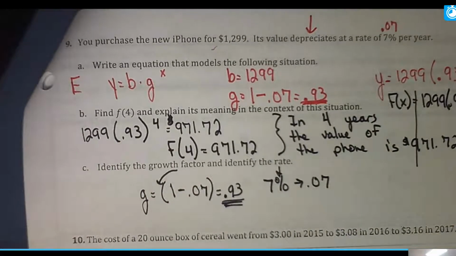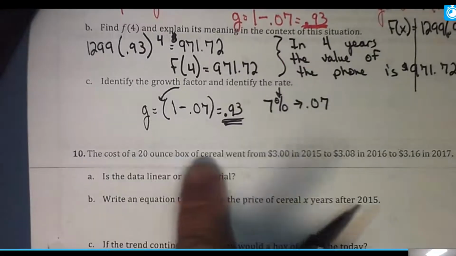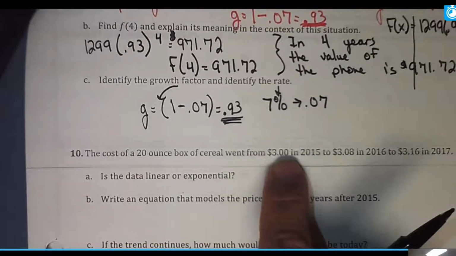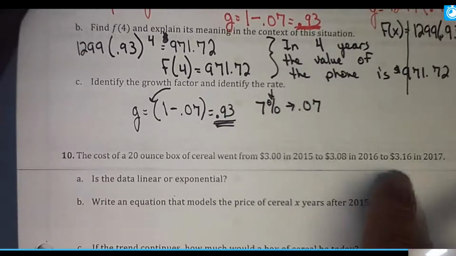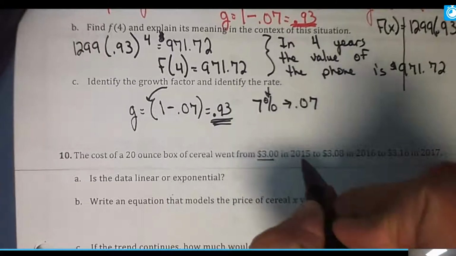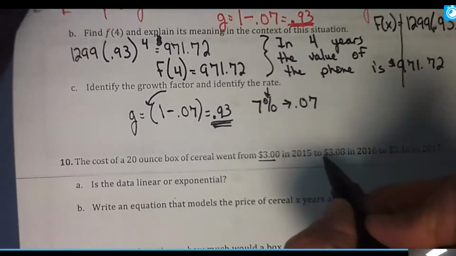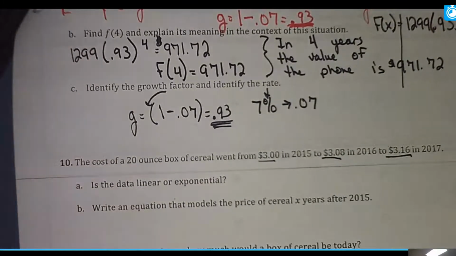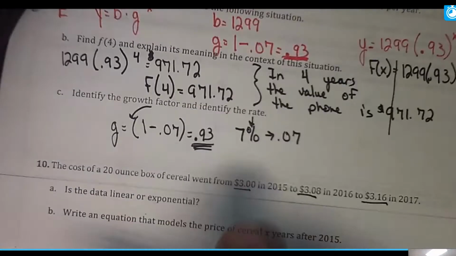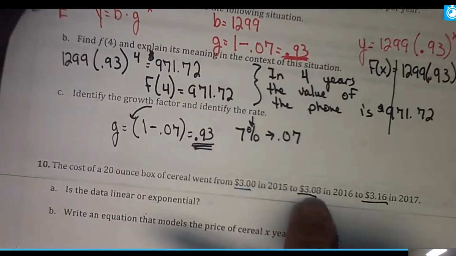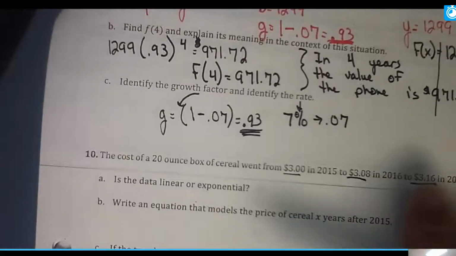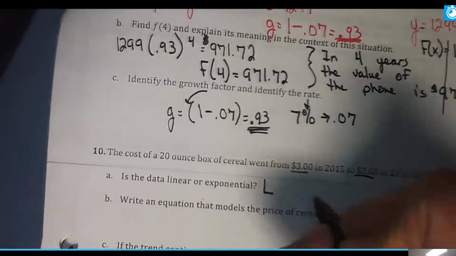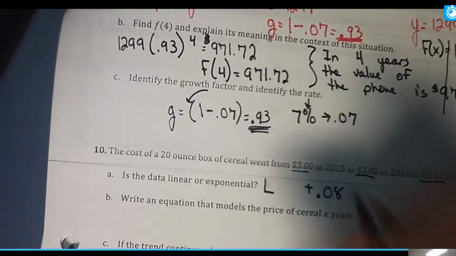All right, 2 more. The cost of a 20-ounce box of cereal went from $3 to $3.08 to $3.16. And this happened from 2015 to 16 to 17. So we're seeing our time go up by 1. So I want to see first, is it linear? So is it adding? So what do I add from $3 to get to $3.08? I add 8 cents. And if I add 8 cents to this, I do get this. So this is linear because they are adding 8 cents each time.